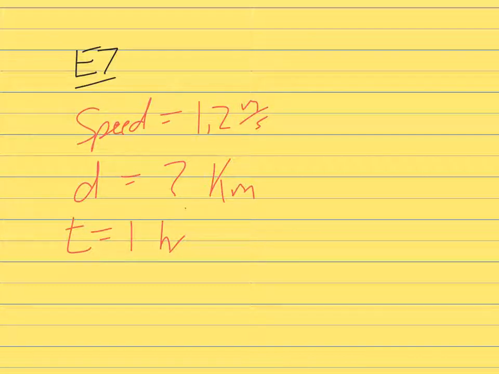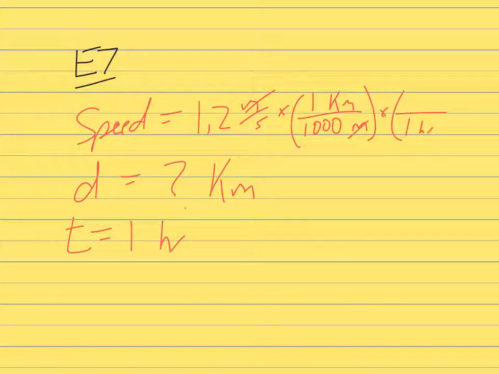I think the easiest way to do this would be to go from meters per second into kilometers per hour. That way, when we multiply by our hours, the hours will cancel out, and they'll leave us with kilometers in the end. So how do we get from 1.2 meters per second into kilometers per hour? We've got to use a conversion factor. I know that 1 kilometer is equal to 1,000 meters, so then the meters will divide out. Now I've got to go from seconds to hours. I know that 1 hour is 3,600 seconds.